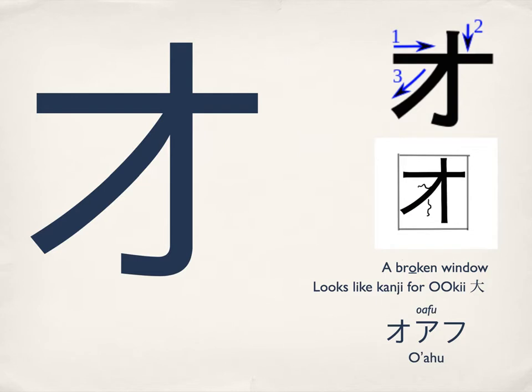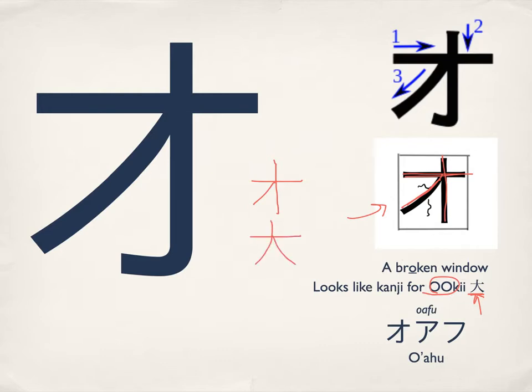O is one strategy for O is it looks like a broken window where you have these are the panes here, and then this is the crack in the window right here. I think it looks like the kanji for oki, which we know as, one of the readings we have is dai for daigaku. But if you think of it, they have the same number of strokes. Ichi, ni, san.